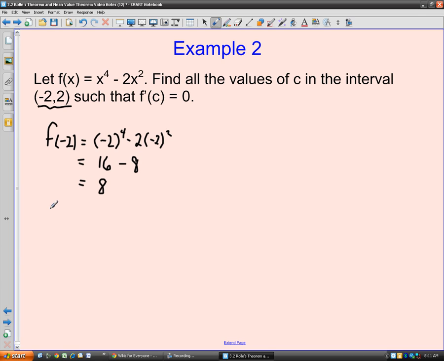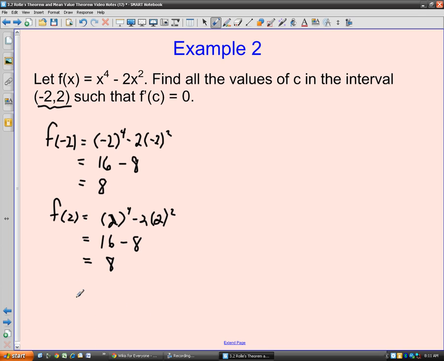And then f of 2, well, plugging it in, will give me, again, 16 minus 8, which means that since these are the same, then somewhere in this interval the graph is going to have a horizontal tangent.